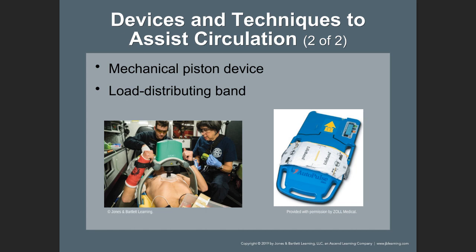Also, we have the mechanical piston device and the load distributing band. These are devices that will perform compressions on the patient, so it frees you up. And if it's two of you working, then your organization should consider getting a compression device so that your hands are free. It is the gold standard for doing CPR in a moving ambulance. So this is a gold standard. If CPR is required in the back of a unit, a compression device is what is going to perform the compressions.